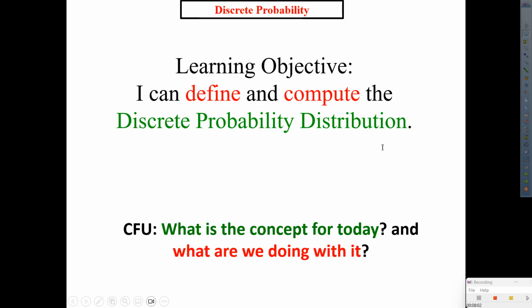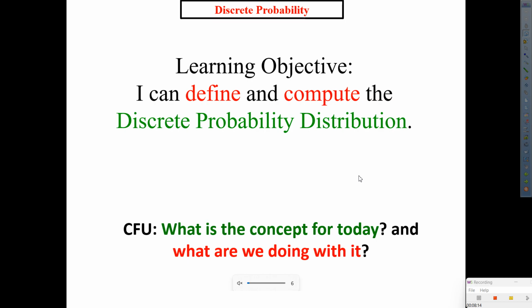Let's go. All right. Get a Cornell note ready, please. I can define and compute discrete probability distribution. We're still in the middle of this. We're almost done. But today we're going to add a couple more things to it just to make it funner. Cool. Let's go.